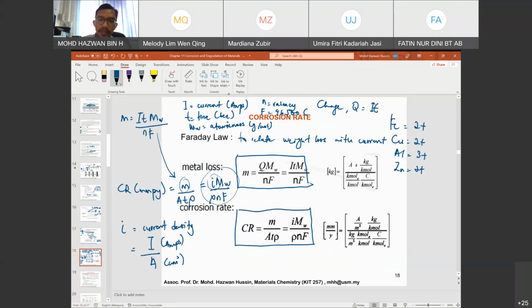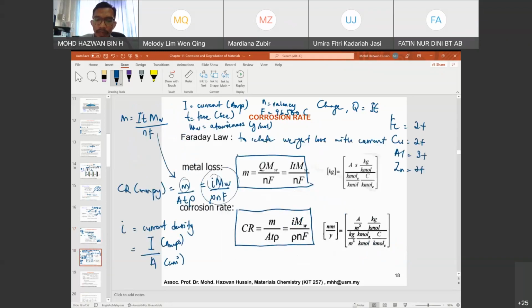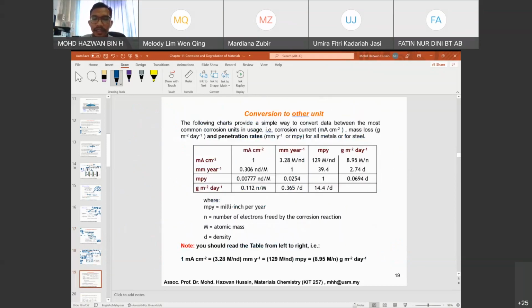If you obtain a value in MPY and you want to convert it into mmpy, it is not by simply multiplying it with 10 power of negative 3, because it wouldn't work. If you assume that it is in milli and multiply with 10 power of minus 3, then it is not working. You have to look at this conversion table, where we have different sets of unit conversion.